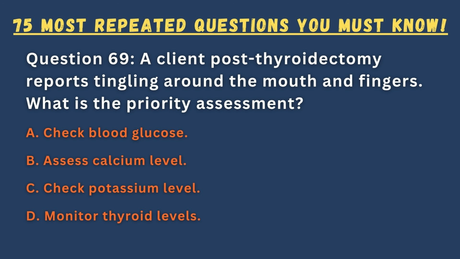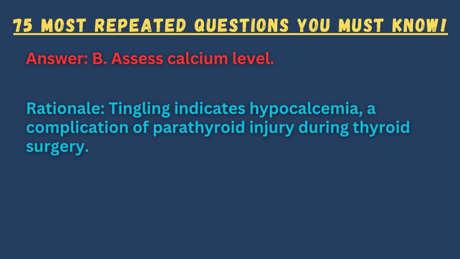Question 69. A client post-thyroidectomy reports tingling around the mouth and fingers. What is the priority assessment? A. Check blood glucose. B. Assess calcium level. C. Check potassium level. D. Monitor thyroid levels. Answer. B. Assess calcium level. Rationale. Tingling indicates hypocalcemia, a complication of parathyroid injury during thyroid surgery.